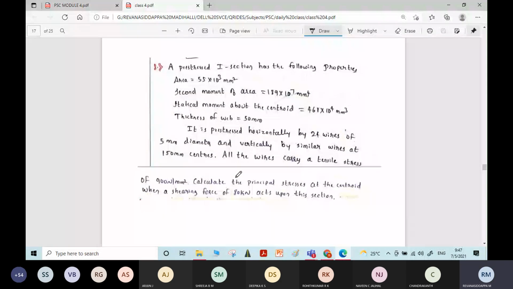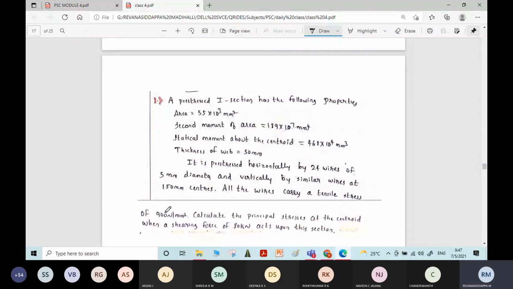You go through the next point. All the wires carry a tensile stress of 900 Newton per mm square. It may be a horizontal wire or vertical wire. All the wires are carrying a tensile stress of 900 Newton per mm square. That is pre-stress in the wires is given. Pre-stress in the horizontal wires and vertical wires is given as 900 Newton per mm square.